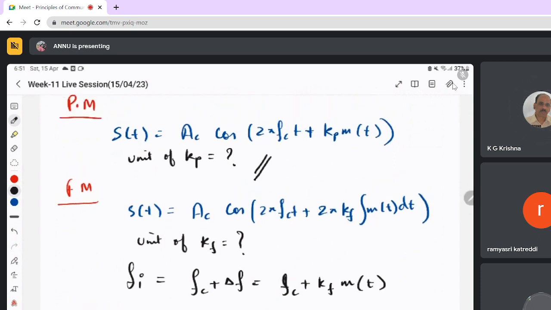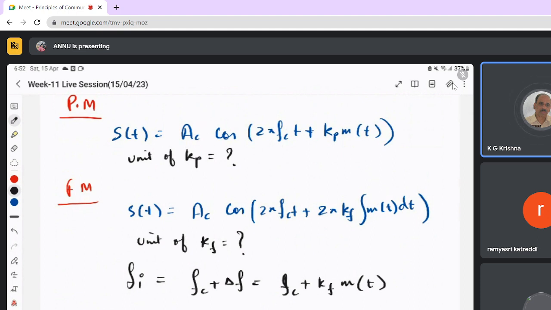Then we'll see the difference. In FM, s(t) equals Ac cos(2 pi fc t plus 2 pi Kf integration of m(t) dt). It is defined in standard form, like in AM also we have defined. So basically, sir, you were asking the difference between that. We are actually changing the phase of the carrier wave by some amount which is proportional to the message signal, and here we are changing the frequency of the carrier signal by some amount which is proportional to m(t). Can you tell me the unit of Kp and Kf?